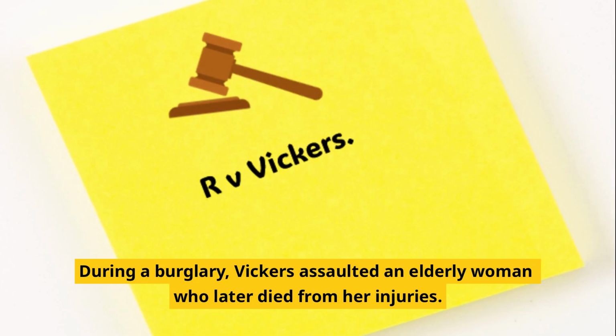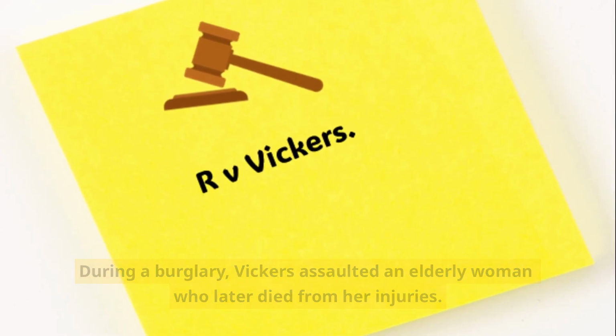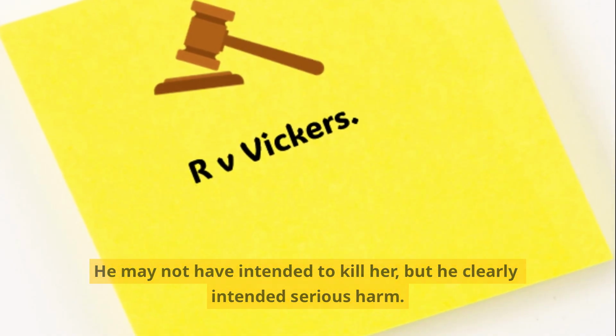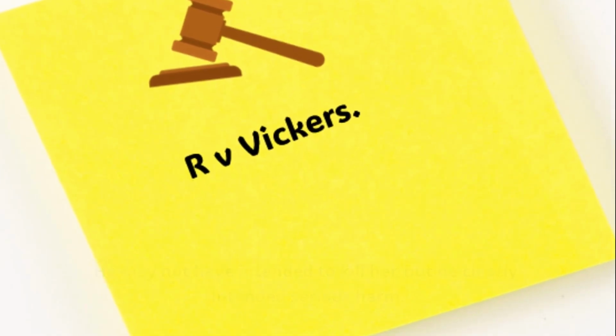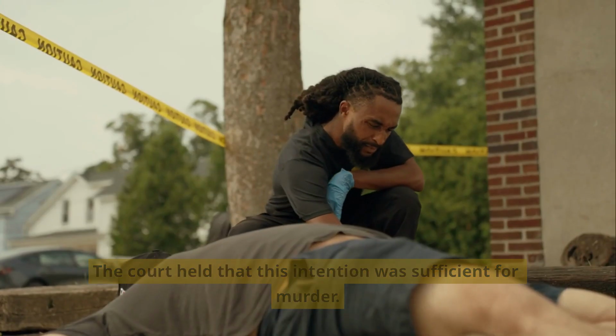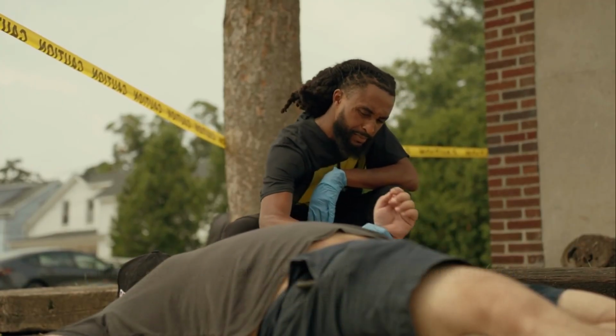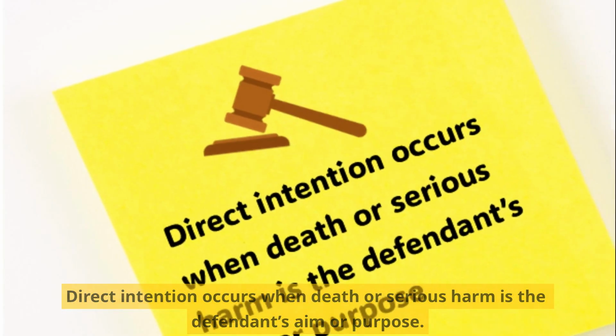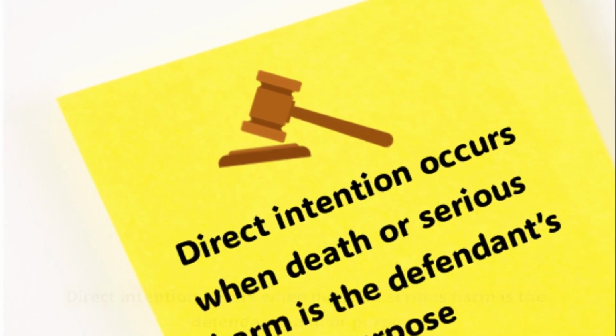During a burglary, Vickers assaulted an elderly woman who later died from her injuries. He may not have intended to kill her, but he clearly intended serious harm. The court held that this intention was sufficient for murder. Direct intention occurs when death or serious harm is the defendant's aim or purpose.